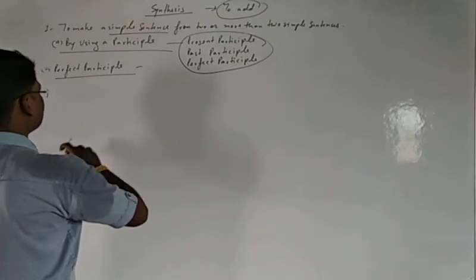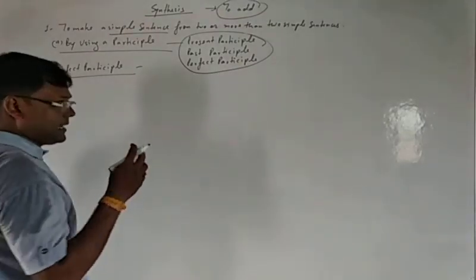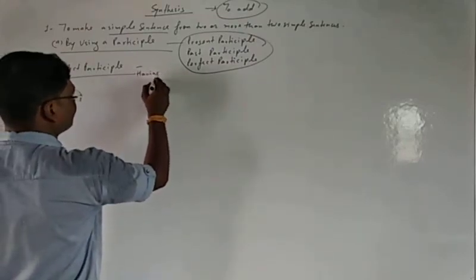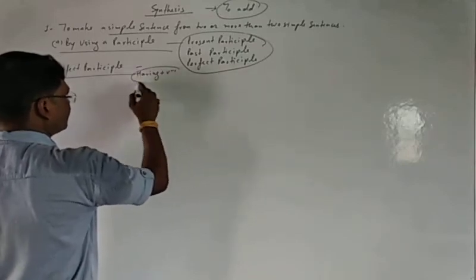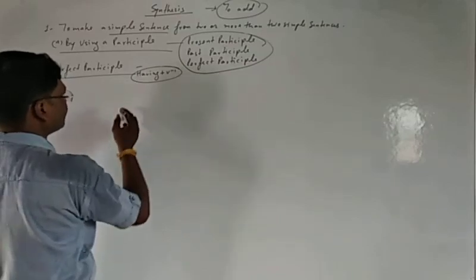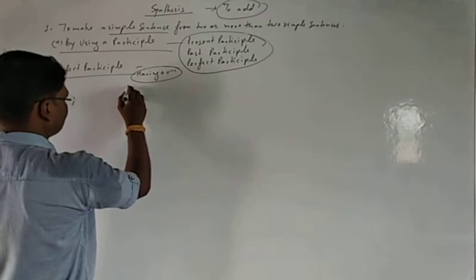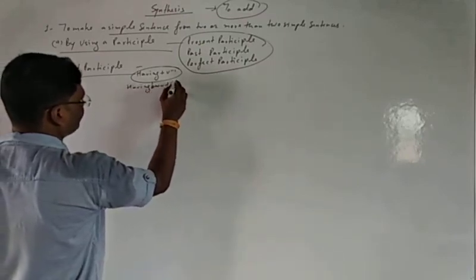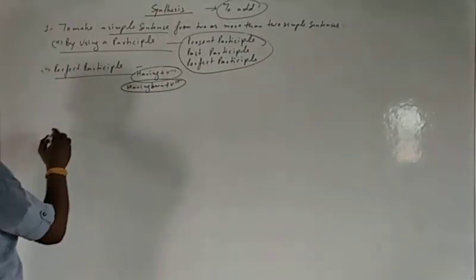And here, if the sentence is in active voice, having plus verb third is used, and if the sentence is in passive sense, then having been plus verb third is used. How? See here.